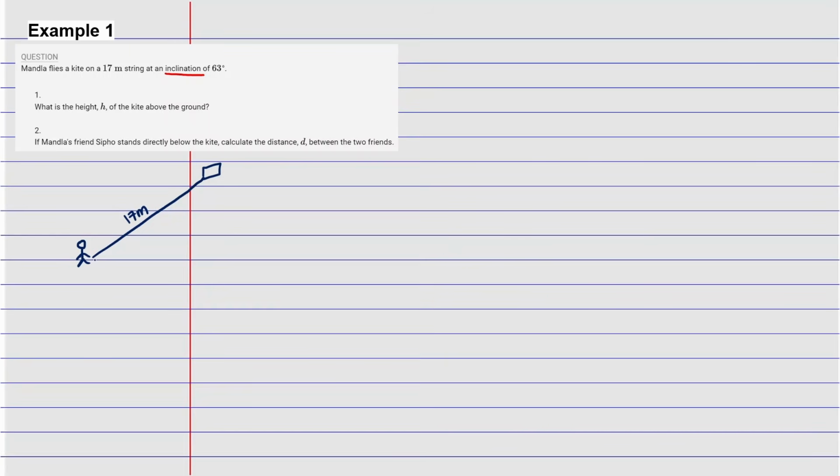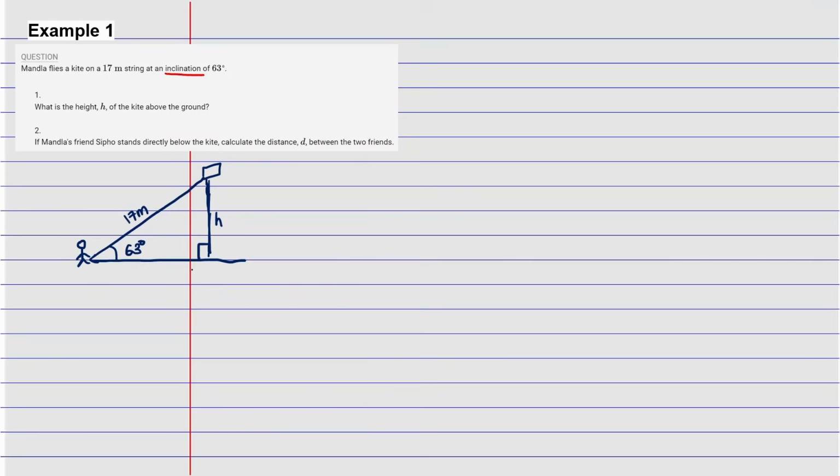So the angle here: this is going to be the ground where Mandla is, and the angle here, which is the angle of inclination, because they say the string inclines, this inclination is 63. That's how we would know that it's going up. Because if this is the ground and this is the string going up, this is going to be the angle, which is 63. Then we're going to draw a right angle triangle connecting the string and the ground like this, and this is going to be H. They ask what is the height H of the kite above the ground, meaning we need to calculate this distance.